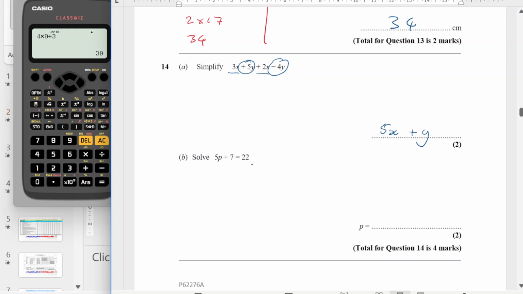For the next one, solve. I'm going to minus 7 from both sides as my starting point, so that would give me 5p is equal to 15. Then divide both sides by 5. That would give me p is equal to 3. So p is equal to 3.